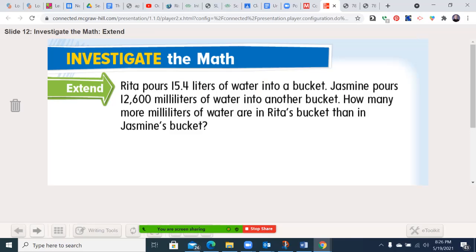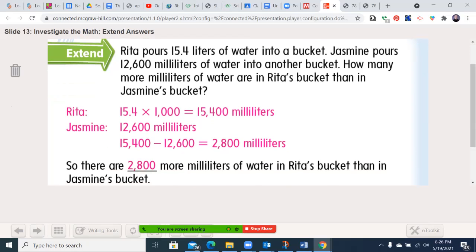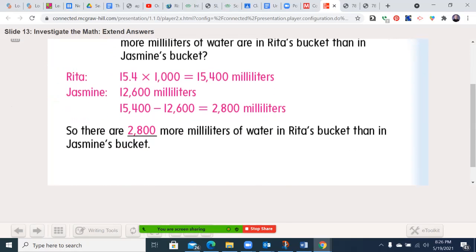Rita pours 15.4 liters of water into a bucket. Jasmine pours 12,600 milliliters of water into another. How many more milliliters of water are in Rita's bucket than in Jasmine's? So I can start by converting this into milliliters. So I multiply by 1,000. So 1, 2, 3. So 15,400 minus 12,600 is 2,800 milliliters. Just 2.8 liters.